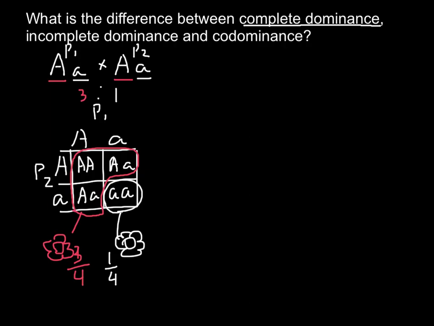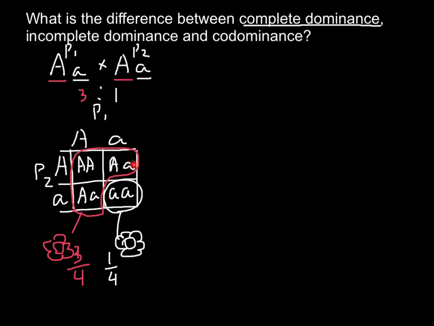And as you see, because of the complete dominance, a heterozygous form would be phenotypically indistinguishable from the genotype that is capital A, capital A, because here we have complete dominance, the dominant allele completely dominant over the recessive allele. Let's now take the next example.